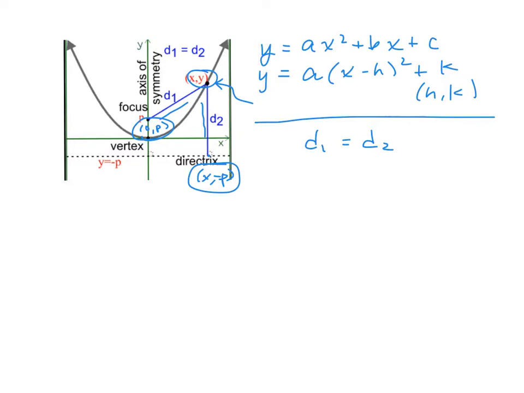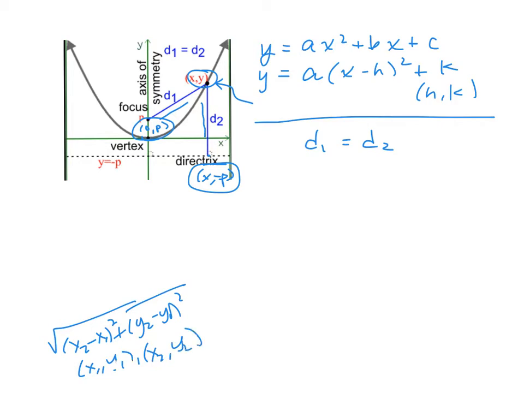And so we're going to use our distance formula. Remember, the distance formula is given by the square root of (x2 minus x1) squared plus (y2 minus y1) squared, for our two points (x1, y1) and (x2, y2).